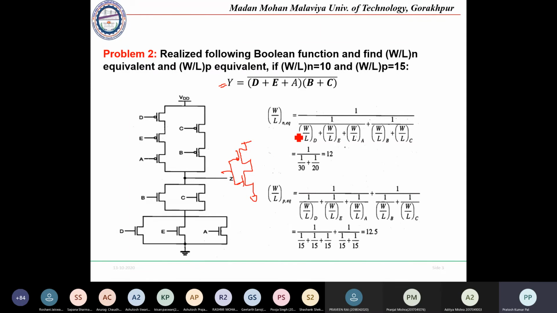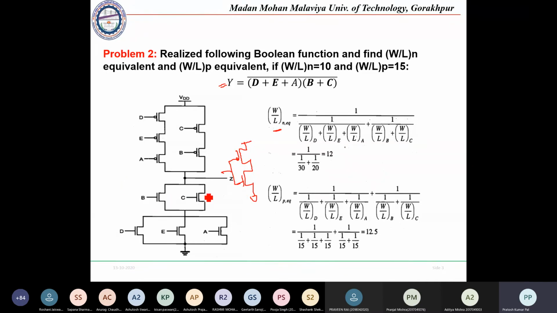So this W by L ratio will be found by using this formula. If this is the complex one, suppose we need to find the equivalent for the case of NMOS, or you can say the pull down network only. In this pull down network, just see B and C are in parallel. B and C in parallel means whatever equivalent W by L ratio there is will be in the sum form.